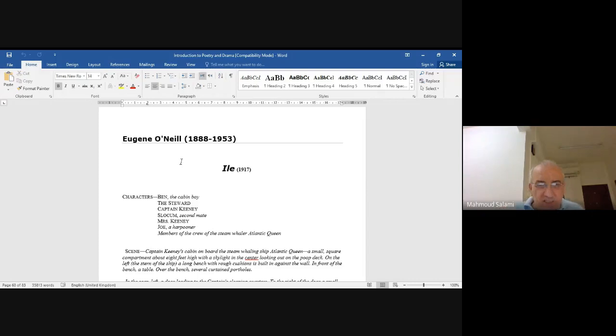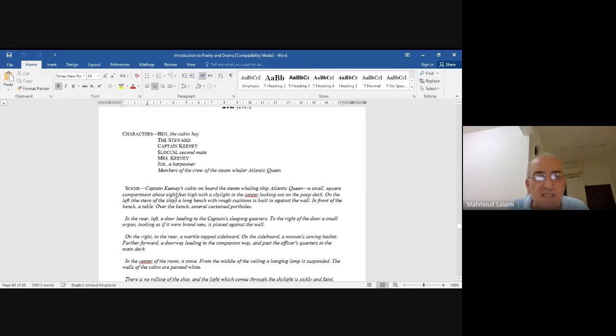Yeah. So here the play, as you can see, the captain, as we said, the introduction of the beginning of the play. Notice Captain Keeney's cabin on board the steam whaling ship Atlantic Queen, a small square compartment about 8 feet high, with a skylight in the center looking out on the poop deck. On the left, the stern of the ship, a long bench with rough cushions is built in against the wall. In front of the bench, a table. Over the bench, several curtained portholes.